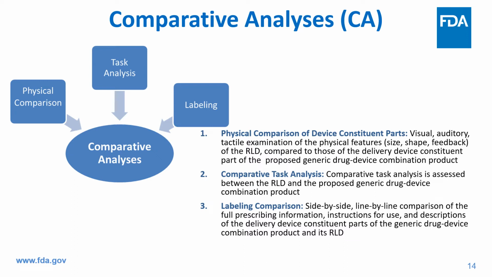The comparative task analysis compares step by step each task that is required for the user to perform in order to successfully administer the product. And the labeling comparison includes a side-by-side, line-by-line comparison of the full prescribing information, the instructions for use, and any descriptions of the delivery device constituent parts of the generic drug-device combination product and its RLD.